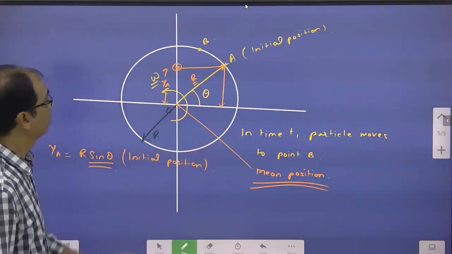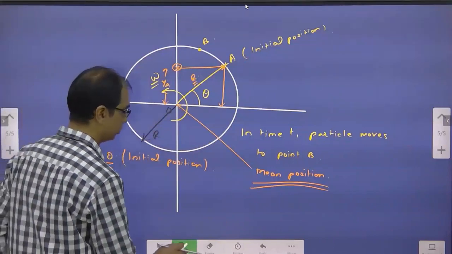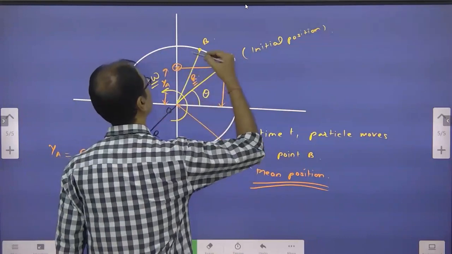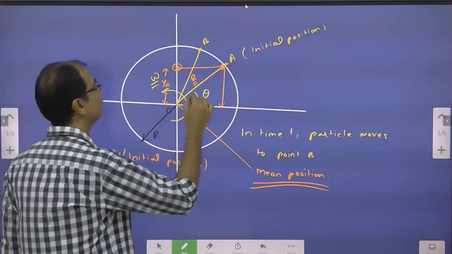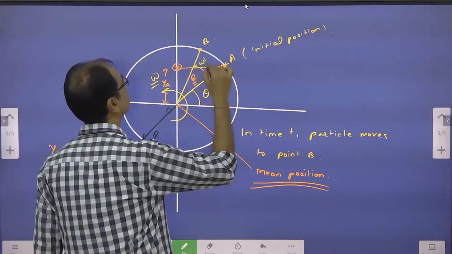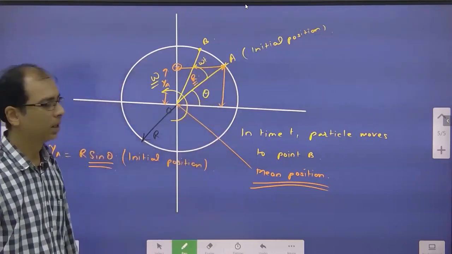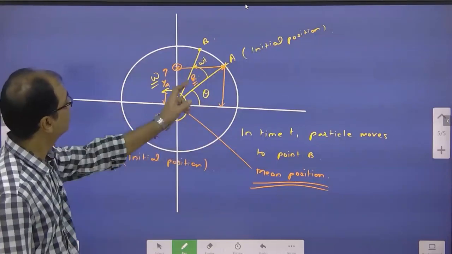Then what has happened? From A it went to B. Let's join this one also, from the center. It's like this. What is this angle? This angle is omega t. We know that in time t, the particle moves to point B, so the angle traversed is omega t.